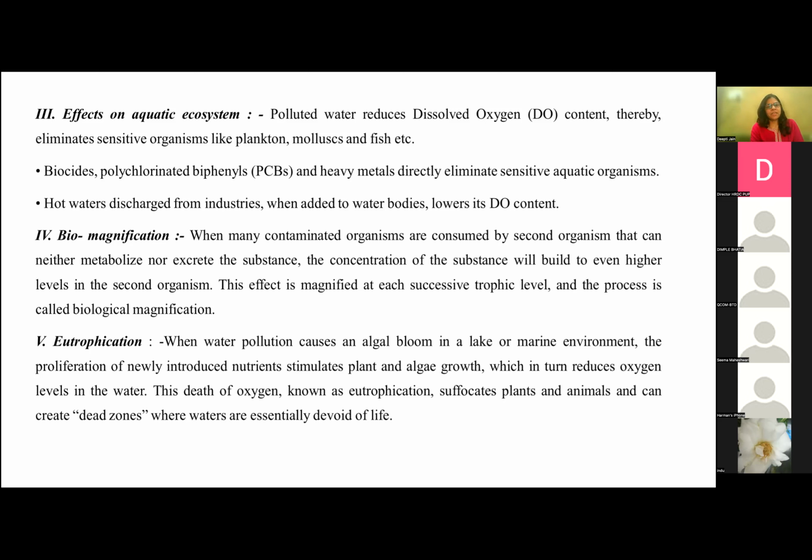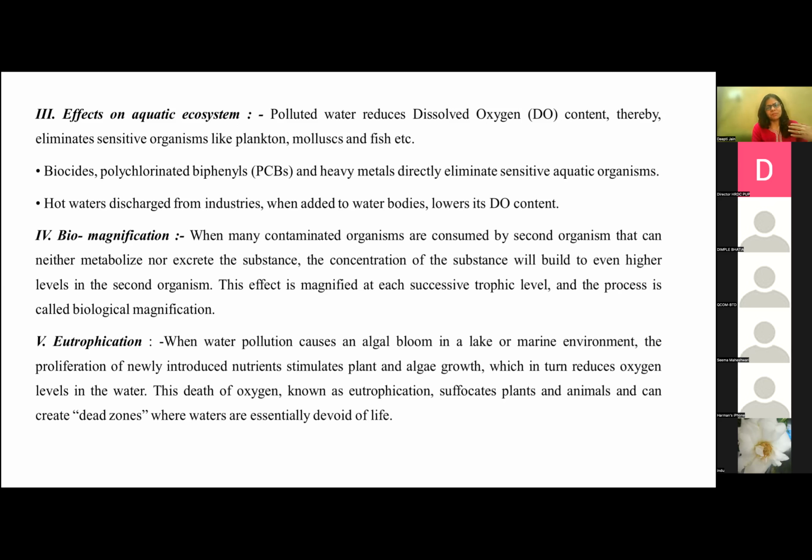The hot water discharge from industries, when added to water bodies, also lowers the dissolved oxygen content in it. So the fourth point is biomagnification. When many contaminated organisms are consumed by a second organism that can neither metabolize nor excrete the substance, the concentration of that substance will build to even higher levels in the second organism. The effect is magnified at each successive trophic level, and the process is called biological magnification.